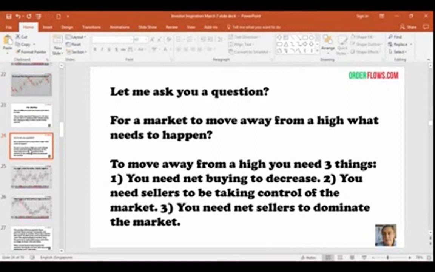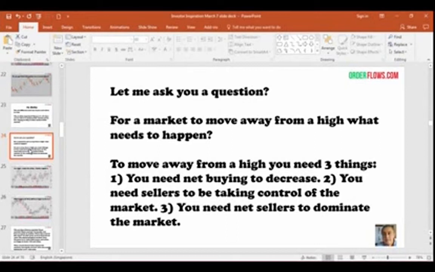So, to move away from a high, you need several things, but the top three are, you need net buying to decrease, right? As you're going higher, buying generally will lessen as everybody has been satisfying their need to buy, okay? And finally, the last person will have bought, and then there's no more buyers. That's one way prices drop, right? When there's nobody left buying it, what's going to happen to the market? Price is going to go down.